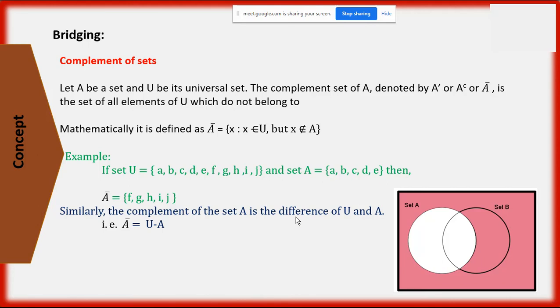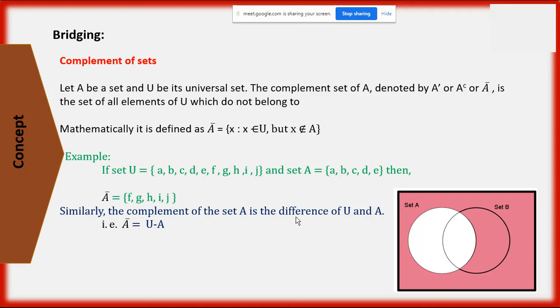So the diagram itself shows only the part of A, that is A minus B. It means the common or overlapping part will be removed and only the part of the first set, the given first set, will be kept. That's why this is A minus B. For B minus A, you take this part and remove the part of A minus B.